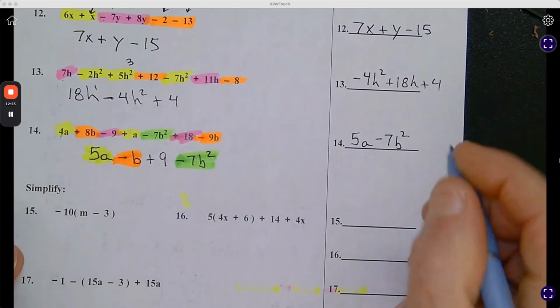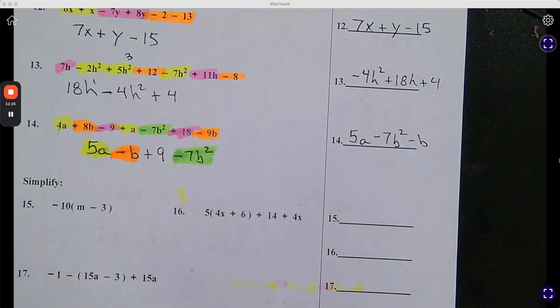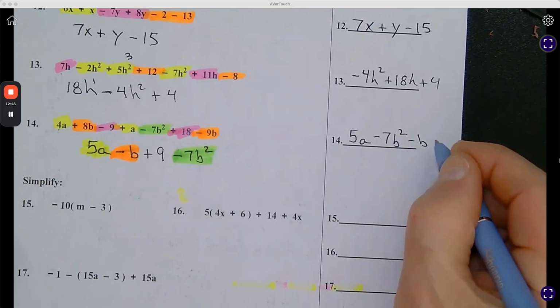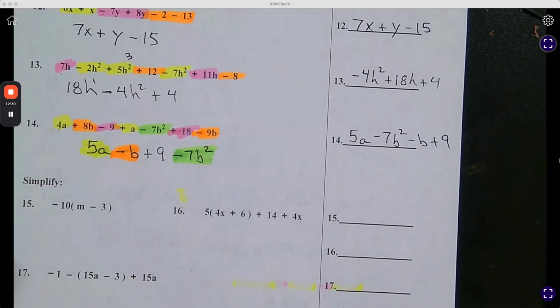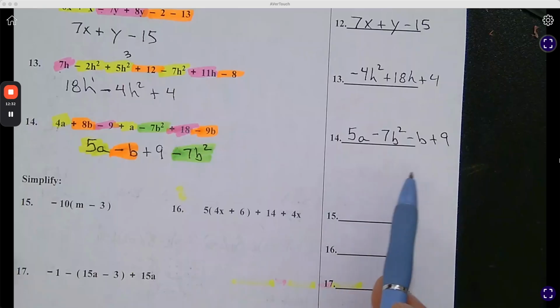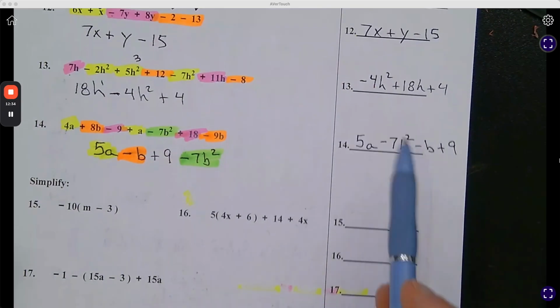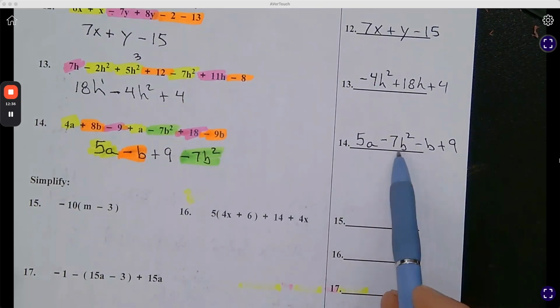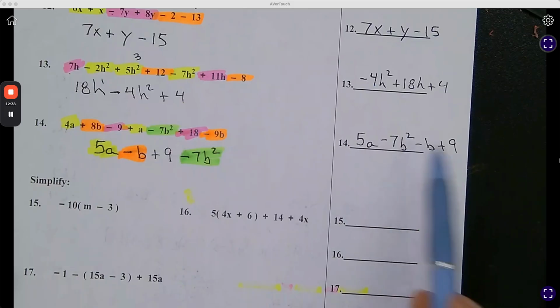And that's minus b. And then we have that lone constant, plus 9. And you're done. The final answer has 1, 2, 3, 4 terms in it. Alphabetical order and descending when you have terms that have the same variable.